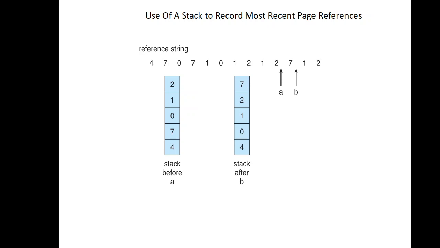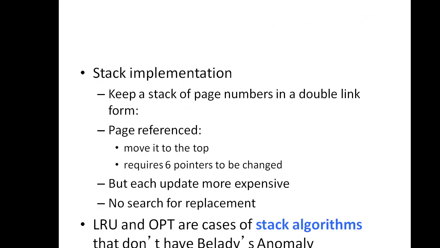So this can be implemented using a doubly linked list with head and tail pointers. Removing a page and putting it on the top of the stack requires changing 6 pointers at worst. Each update is a little more expensive because we are making use of the pointers, but we are not making any search for the replacement. We will be just fetching the value directly here. Everything is done with the help of the pointers, and while selecting the page it is done directly. This type of approach is used for software or microcode implementations of LRU replacement.